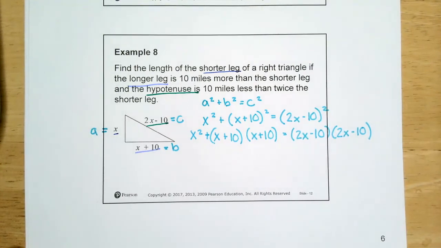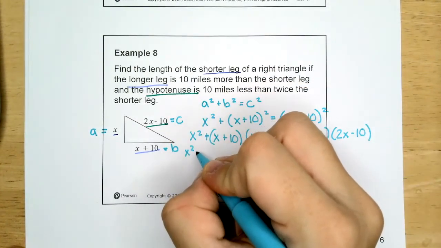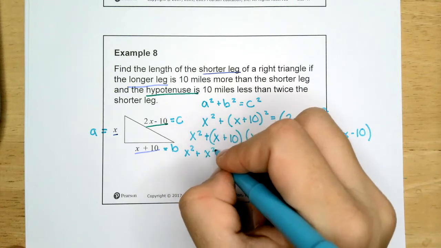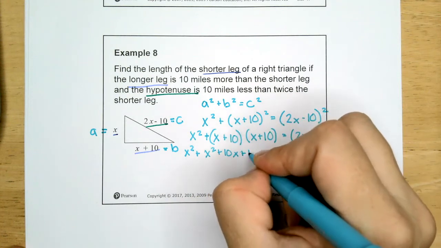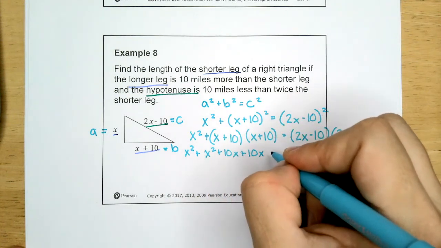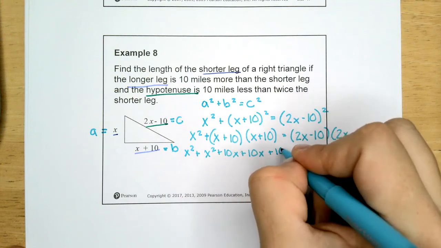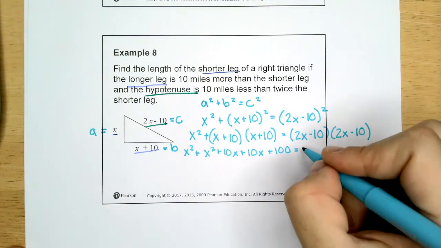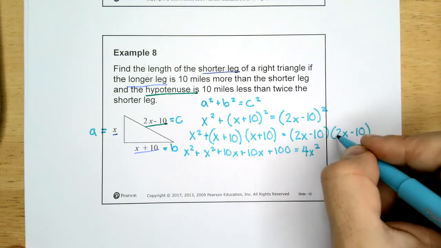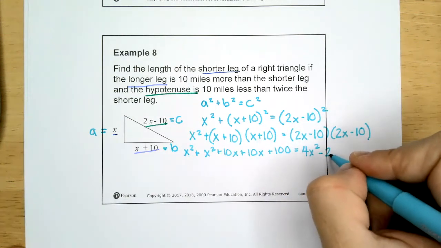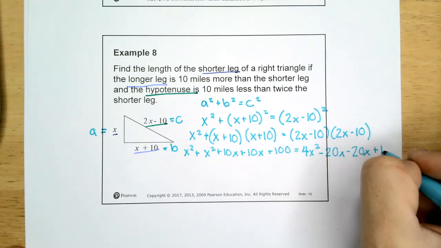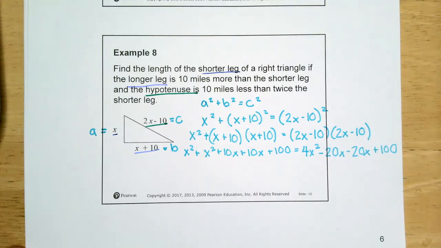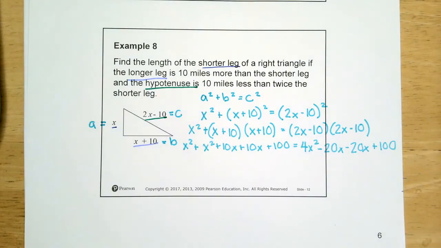So that becomes x squared plus x squared is the first one, plus 10x is the second one, plus 10x is the third part of FOIL, plus 100 equals 2 times 2x is 4x squared minus 20x minus 20x plus 100. Okay, so I was just using FOIL for these two and these two. Okay, now I'm going to combine like terms.